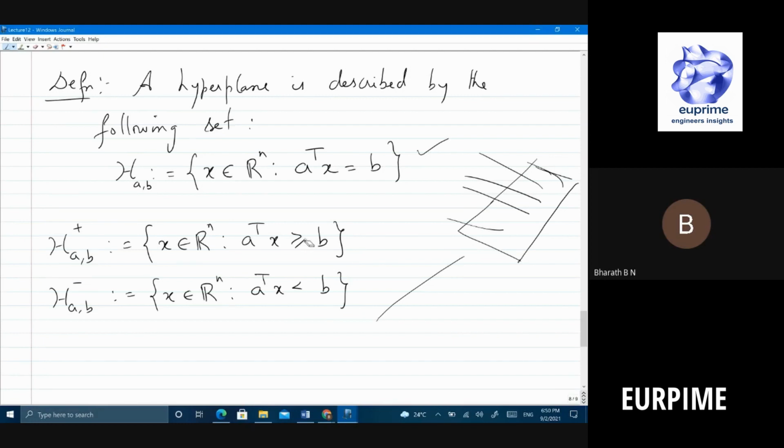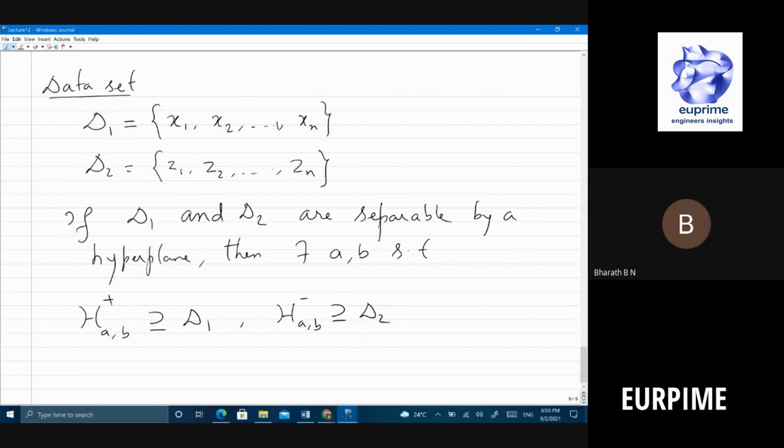I think both should be greater than and less than, right? Equal to is all the points on the hyperplane. All the points above it should be strictly greater than. All the points below should be strictly less than, right? Now, of course, using this, the obvious question is whether there exists such an A and B. How do you find such A and B? That's a question that one can pose.